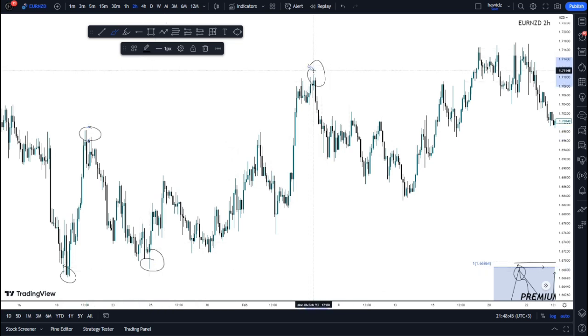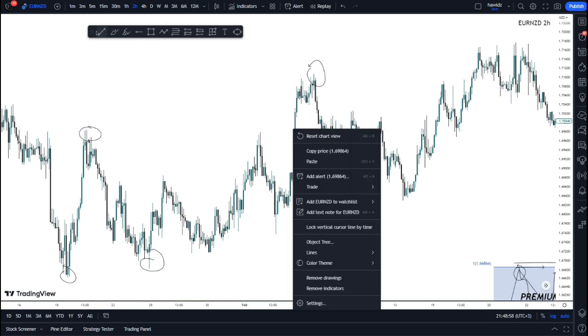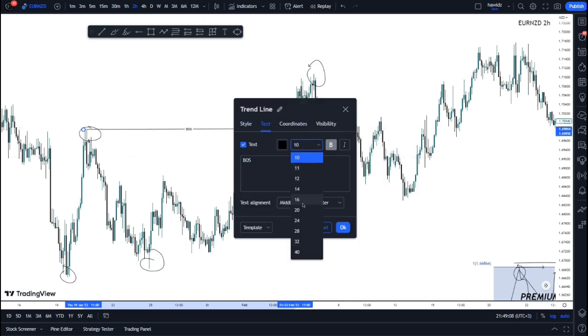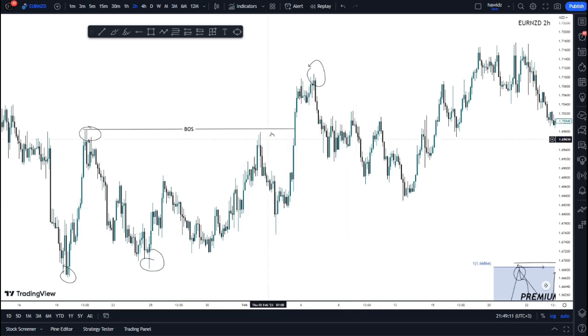But from this area here, we can now see a break of structure right here to tell us that this market is shifting. So we have a break of structure right here. Let me just get this right this time. And from there, I'm just going to name this a break of structure. Let's make that a little bit bigger. So we have a break, we have a low, we have a high from a low.